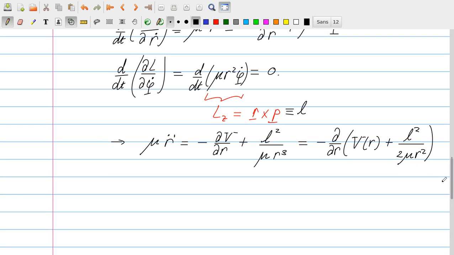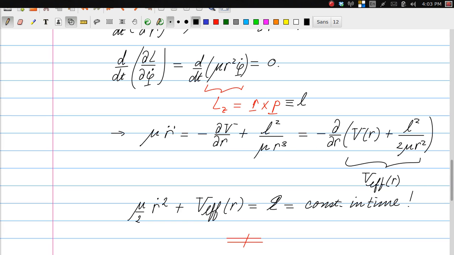And so we see that we can write this as a single potential, which is called the effective potential. It contains the direct interaction term between the two particles, and there is a term associated with the centrifugal force, which is a centrifugal barrier, the repulsive barrier between the two particles.